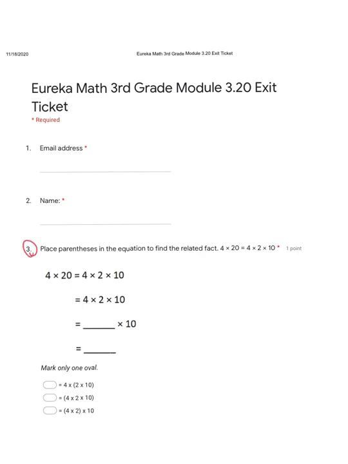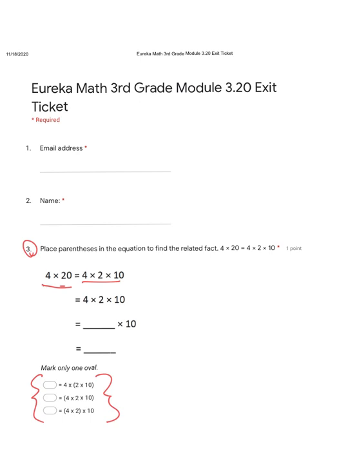Okay, so our fact is 4 times 20 equals 4 times 2 times 10. Now we want to know where to put the parentheses. Here are our options down here. Our first option would be to put them around the 2 and the 10. Our second option is around the 4 and the 10. And the last option is around the 4 and the 2.